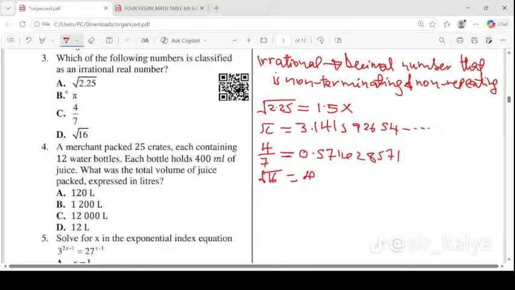So the answer here is pi. That is the irrational number, the irrational real number among those particular choices. Let us look at the next question.